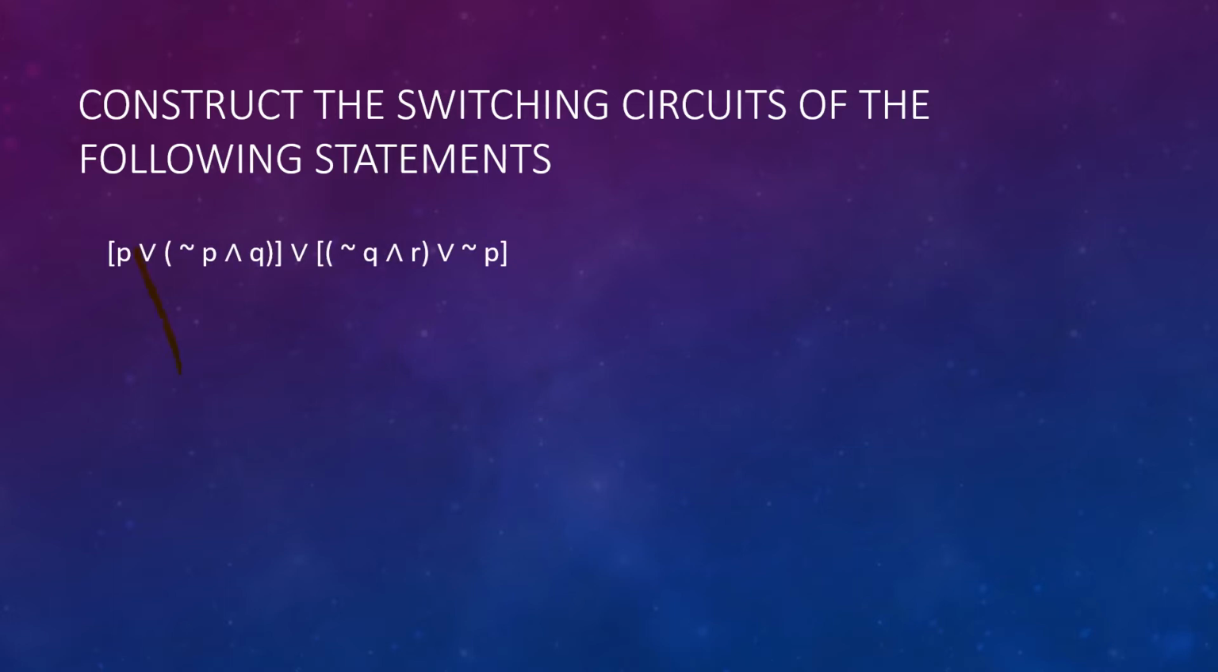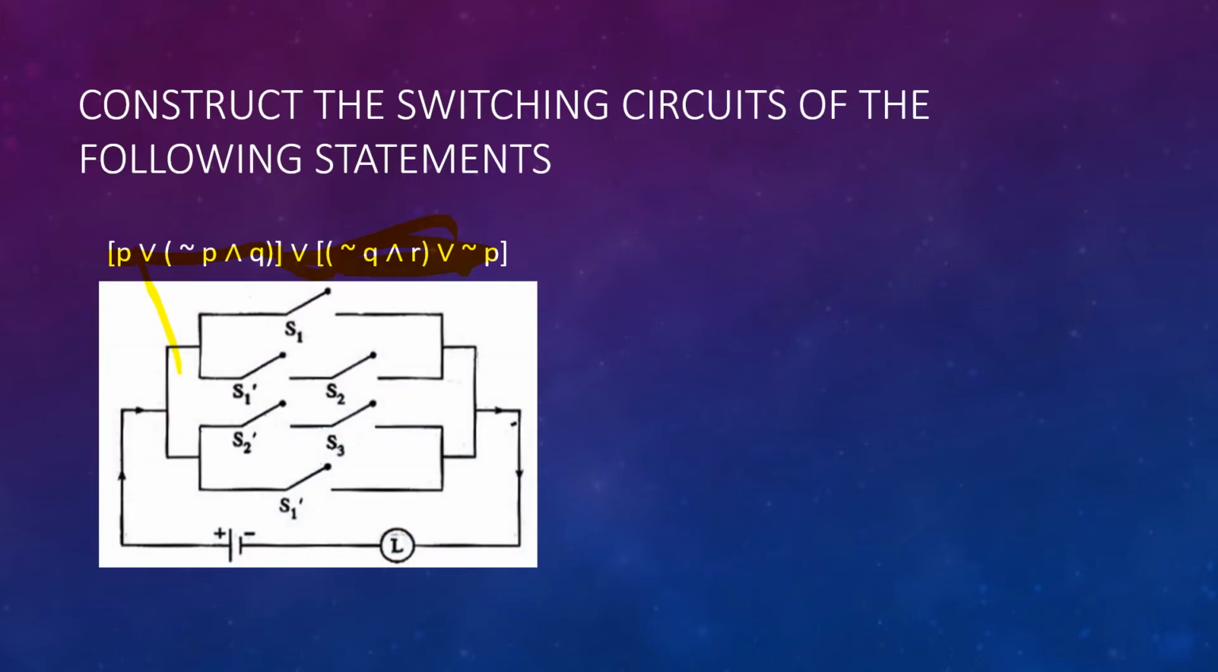Now if you see, this is one bracket and this is one bracket with an OR. Are you getting it? Yes. Both these brackets are connected by OR. It means the first bracket is parallel to the second bracket. So I need to draw a parallel combination for this.